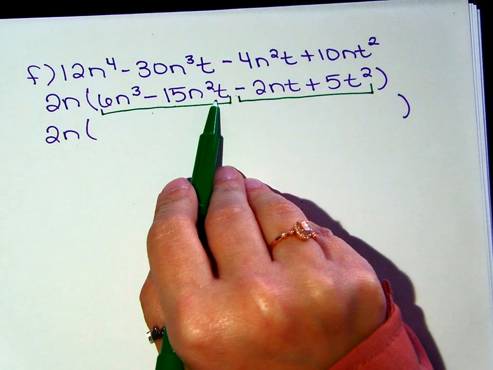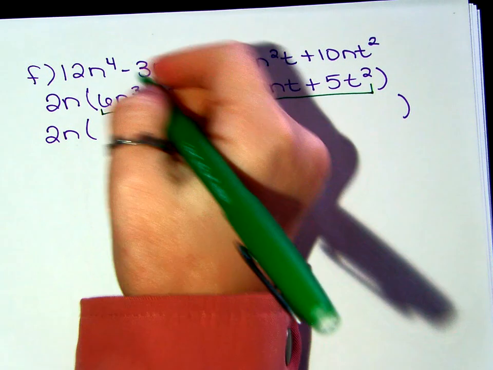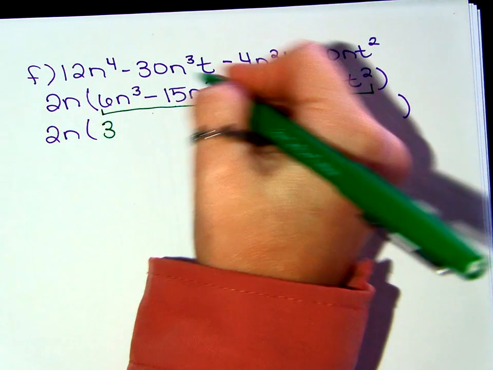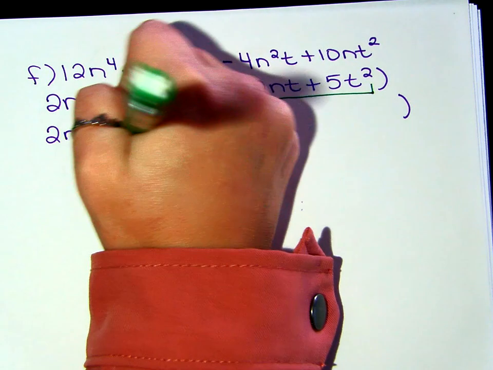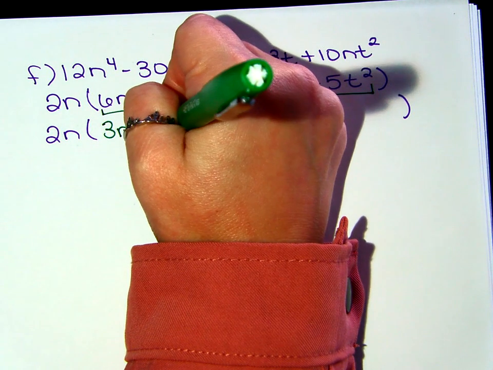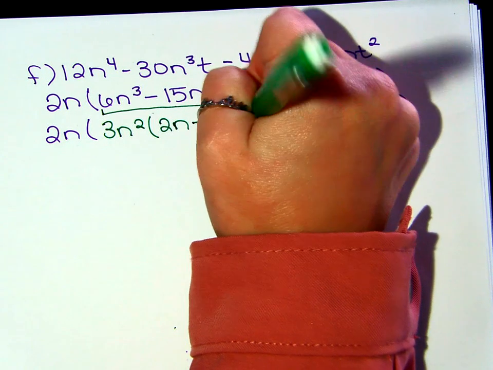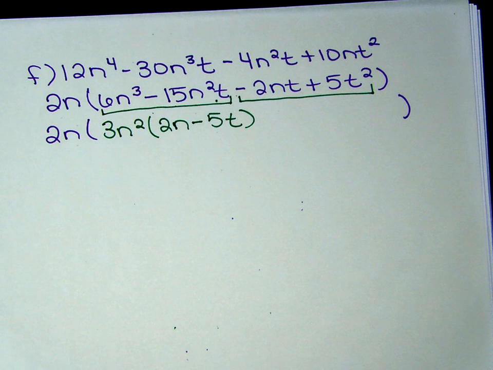What do these have in common? Yeah, they've got a 3. And then n to the third, n squared, so n squared. 3 times 2 would give me 6. N squared times n would give me n to the third minus 5t. So now I'm looking at negative 2nt plus 5t squared.